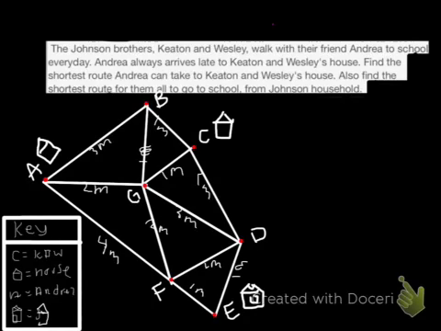First, you need to find how many vertices there are. 1, 2, 3, 4, 5, 6, 7. Next, you need to find how many edges there are.